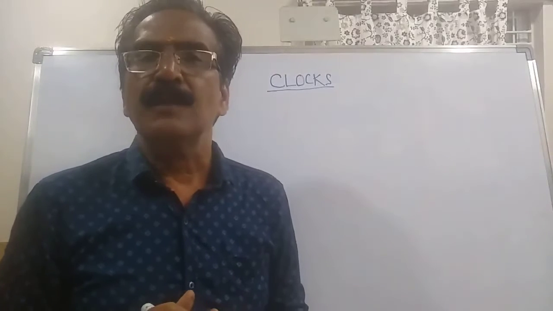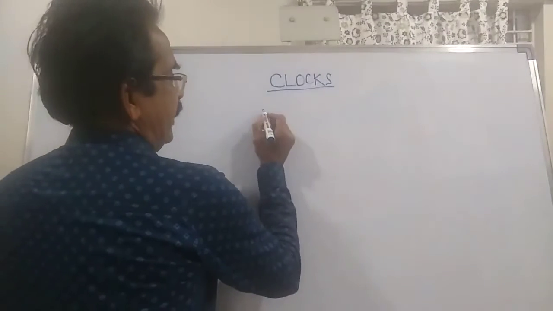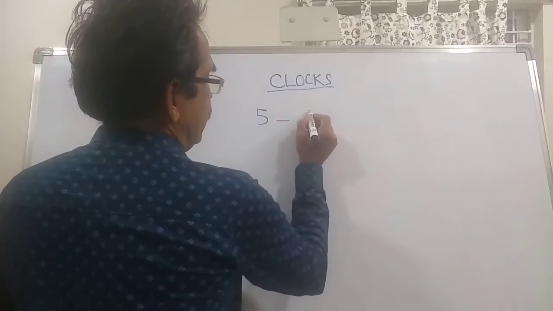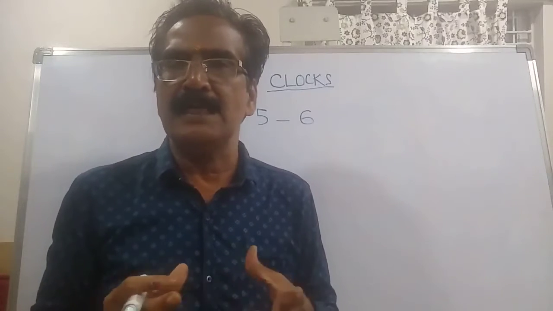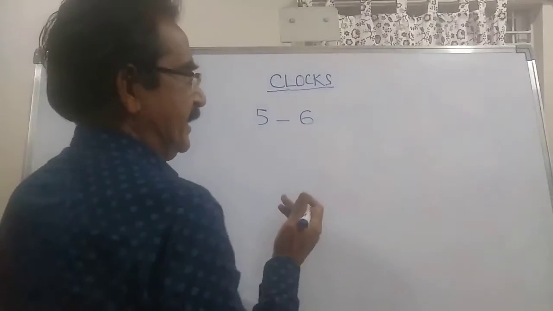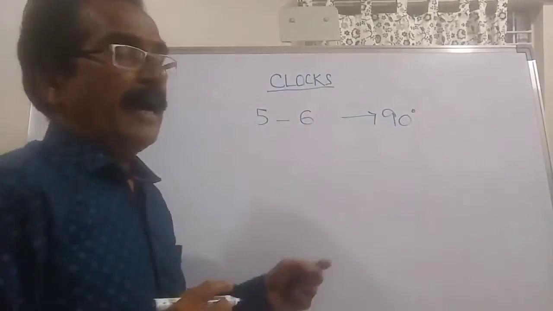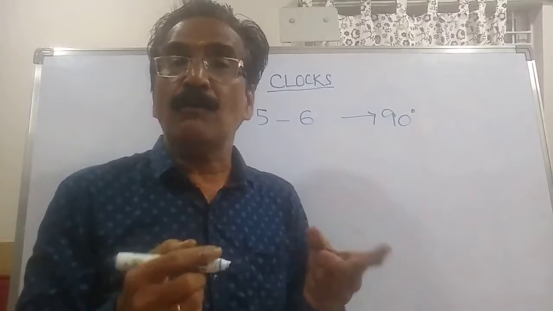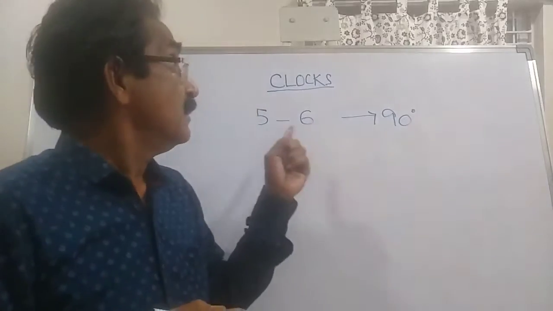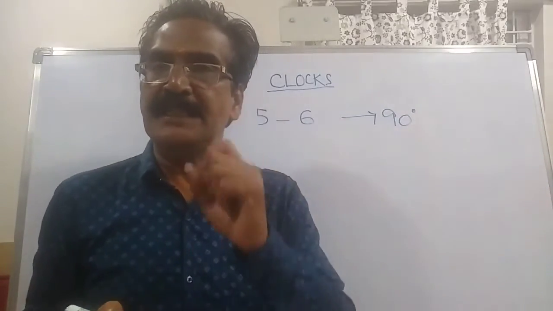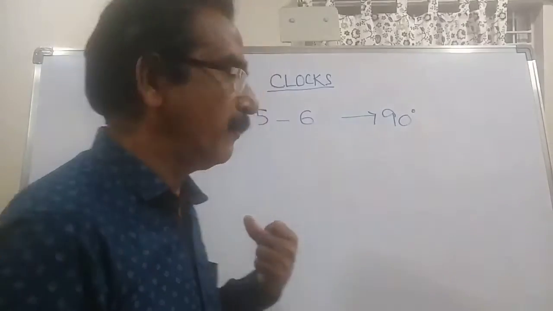See, the question will be like this. Between 5 and 6, at what time are the hands inclined at an angle of say 90 degrees? So angle is given. Now we have to find the time. At which time will the angle between the hands be 90 degrees between 5 and 6? Now let us see how to solve this problem.